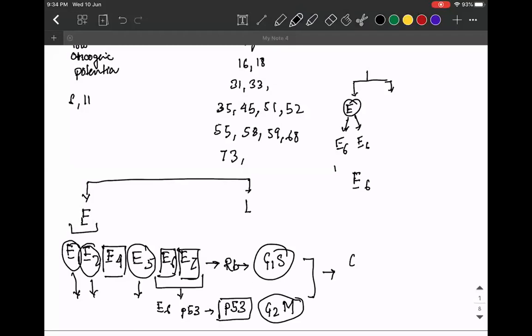Similarly, E7 attaches by the help of Cullin 2, which is another protein. It attaches to the RB, the RB to E2F complex, and that again causes the loss of the G1S checkpoint. So the G2M checkpoint is gone by virtue of the death of P53, and by inactivating the RB gene, the G1S checkpoint is gone, as a result of which the cell can now undergo unregulated proliferation, right? All right.